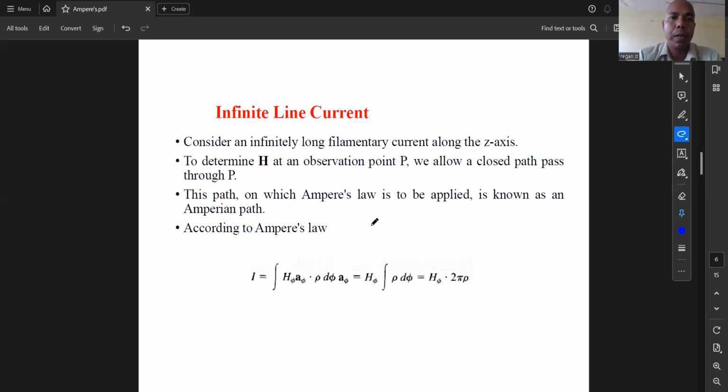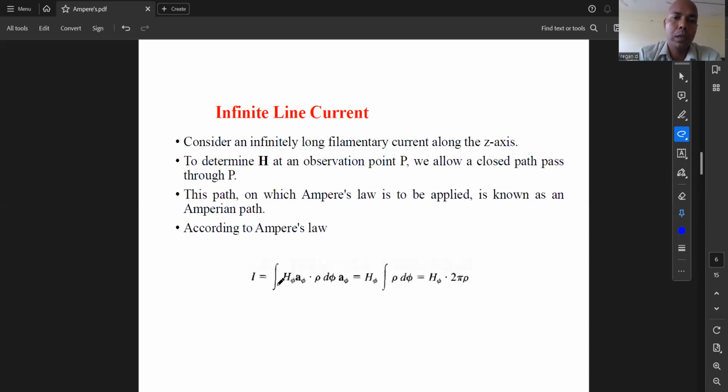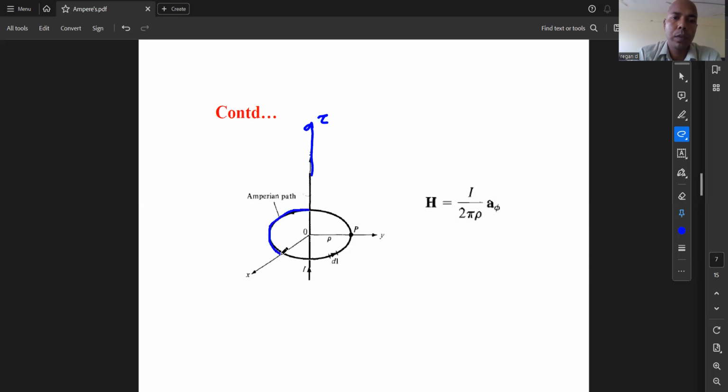For example, I'm taking an infinite line current distribution. See here, I'm taking an infinitely long conductor in the Z direction. We consider the Amperian path, that is, a magnetic field closed path, which is in the horizontal plane here. Where we measure the magnetic field, the point P is situated at a distance rho from the origin. That is, the radial vector is rho.